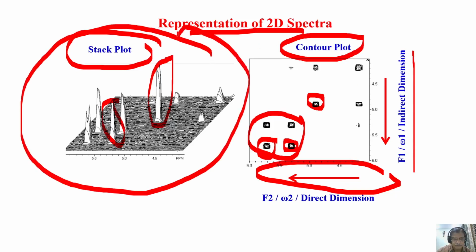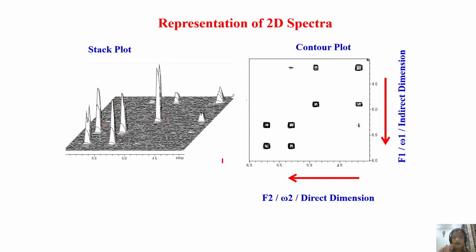Nobody will do it. You always require only a contour plot. Remember, all the time we use only contour plots for representation of any 2D spectrum, 3D spectrum or 4D spectrum. Doesn't matter. Any multi-dimensional spectrum nowadays is represented only by contour plots.